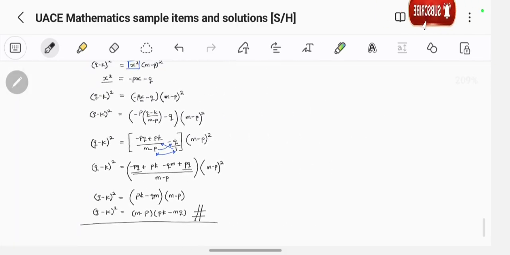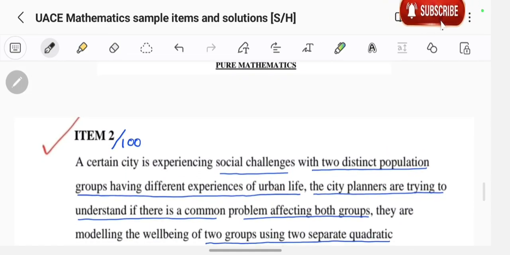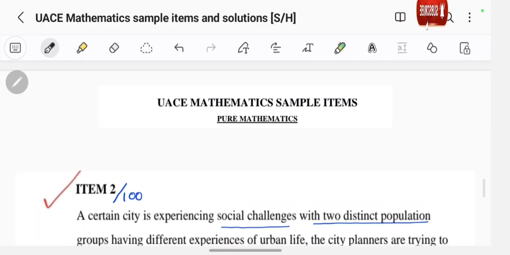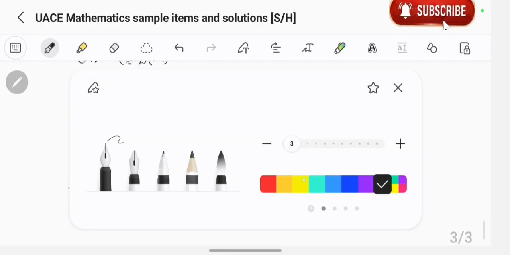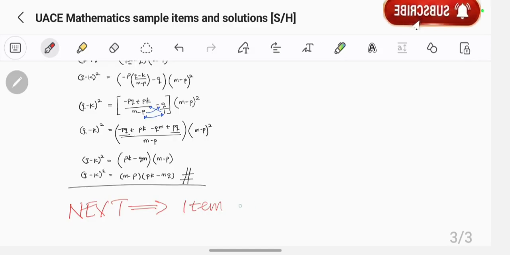So that was item 2. Next will be item 3.